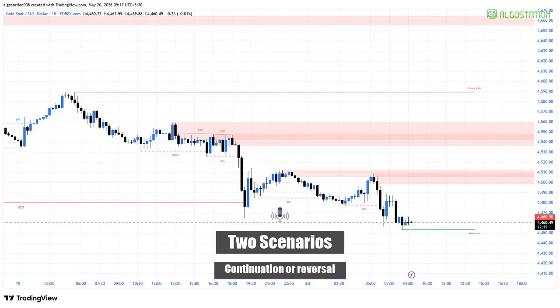At this stage, we have two possible scenarios. Either institutions retrace price higher into premium supply for selling, or buyers reclaim structure and trigger a short-term reversal. Now let's break down the exact execution plans, including entry zones, stop losses, and liquidity-based targets.